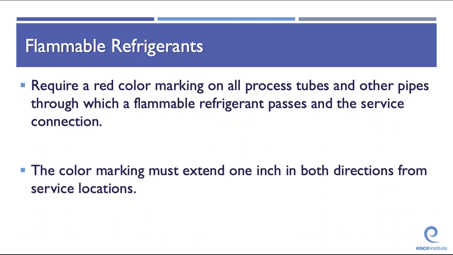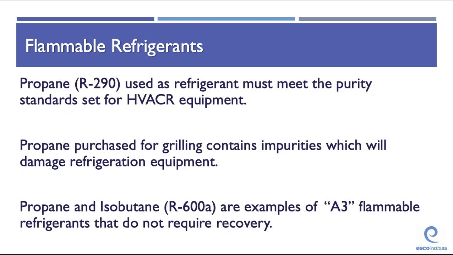Flammable refrigerants require red color marking on all process tubes and other pipes through which flammable refrigerant passes, and the service connection. The color marking must extend 1 inch in both directions from service locations. Okay, we're starting to have more and more flammable refrigerants in the market. One example is propane, R290. Used as a refrigerant, it must meet the purity standards set forth for our HVAC equipment. Propane purchased for grilling contains impurities which will damage refrigeration equipment.